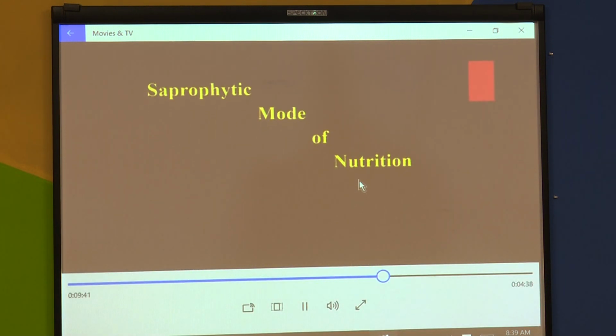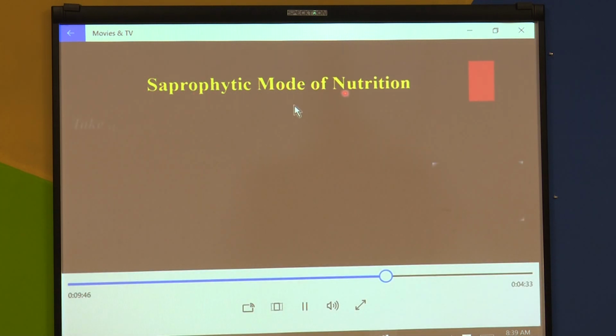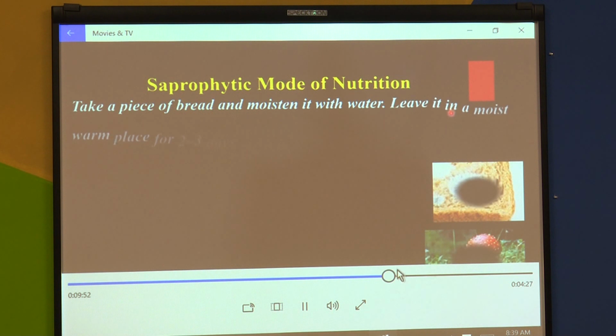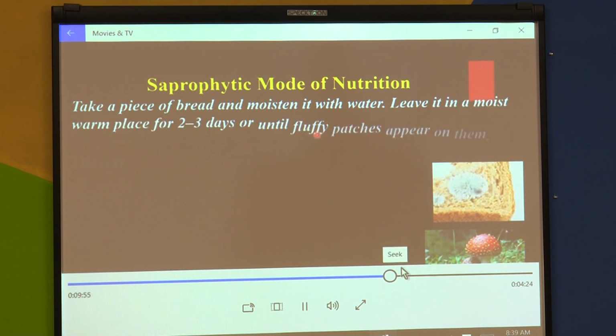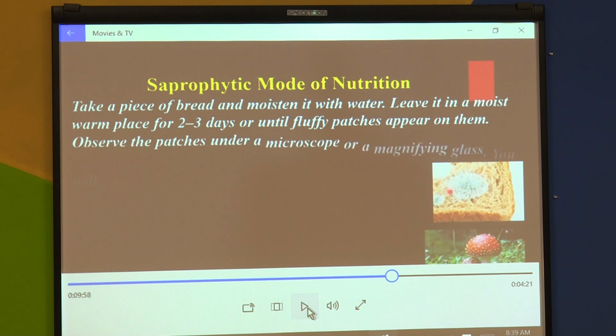Next mode of nutrition is the saprophytic mode of nutrition. To study the saprophytic mode of nutrition, there is an activity given in your textbook. What you have to do is take a piece of bread and moisten it with water and leave it in a moist warm place for 2 or 3 days or until fluffy patches appear on it.